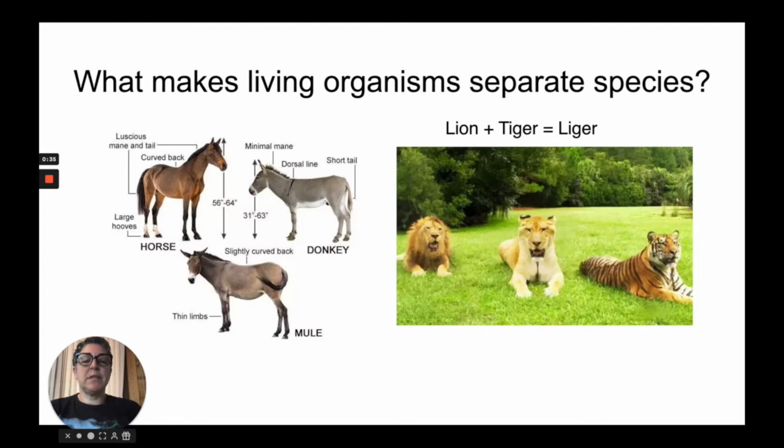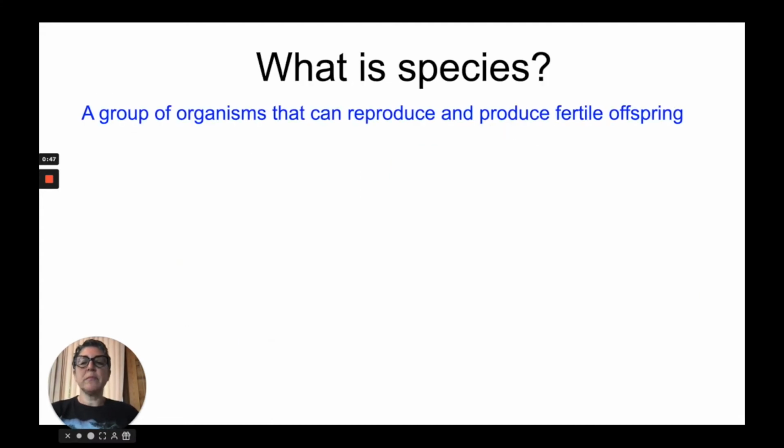Another example of this is with a lion and a tiger. The lion and the tiger can reproduce with each other to produce an organism called a liger. Yet a lion and a tiger are different species. So what is a species? A species is a group of organisms that can reproduce and produce fertile offspring.